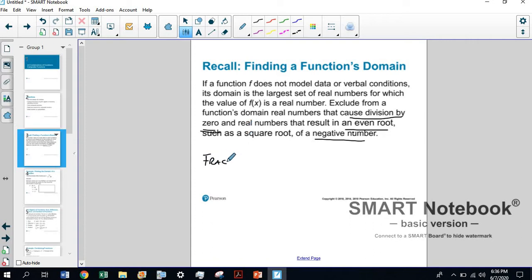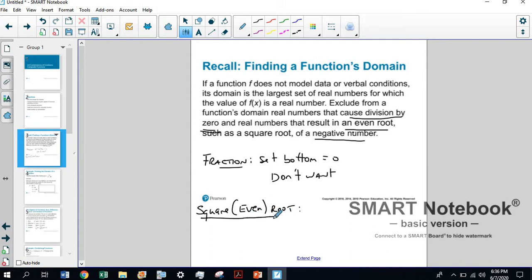So if we have a fraction, we set the denominator, set the bottom equal to 0, and that's what we don't want. That, and if you have a square root or another even root, then you set the stuff under the square root greater than or equal to 0, solve, and that is what you do want.